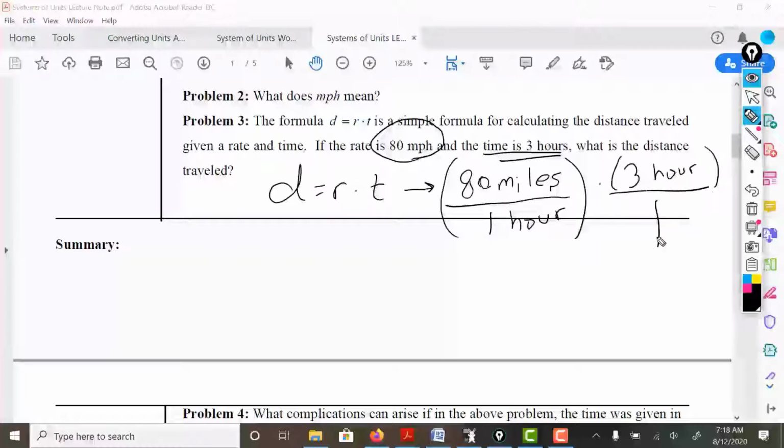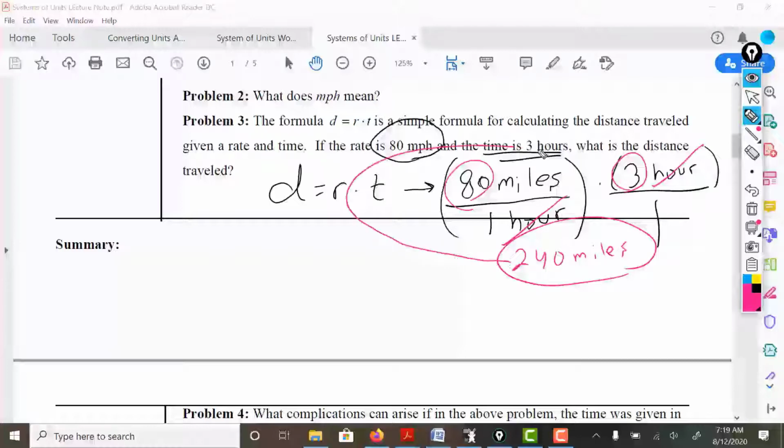Maybe put it over 1. Now you'll see what happens. See, when you do this, you recognize what's really happening. And I know you know the answer is 240, but I need you to show how the units cancel out. Hour cancels out, hour cancels out. 80 times 3 is 240. And I have miles left, which is the correct unit in this problem for the distance.